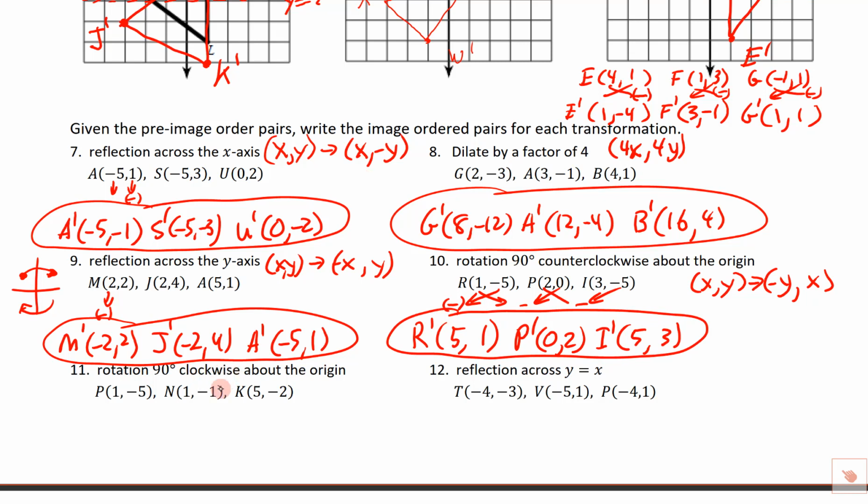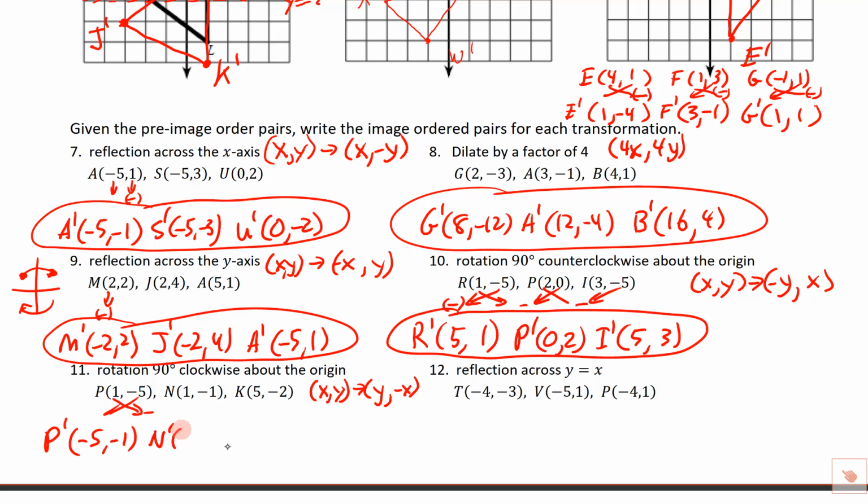Oh, and here's a clockwise rotation. So again, on that one, this is the one that we were talking about just a second ago. They do switch places, but the x is the one that changes here. So we're going to go like this and multiply by a negative and then switch places right here. So we're going to have a P prime. So this is going to be a negative 5 comma negative 1.